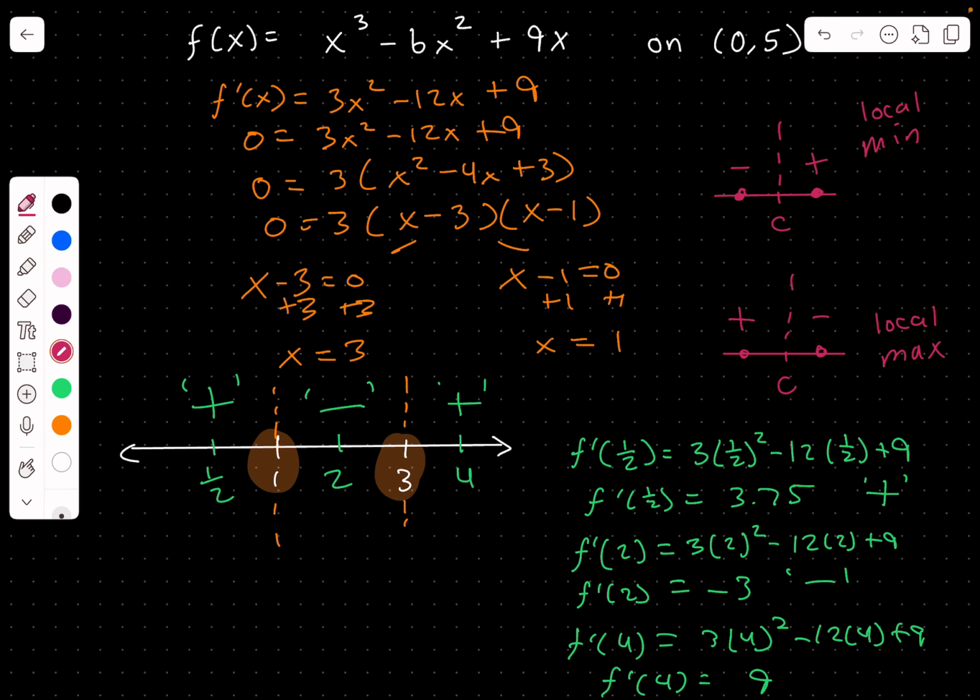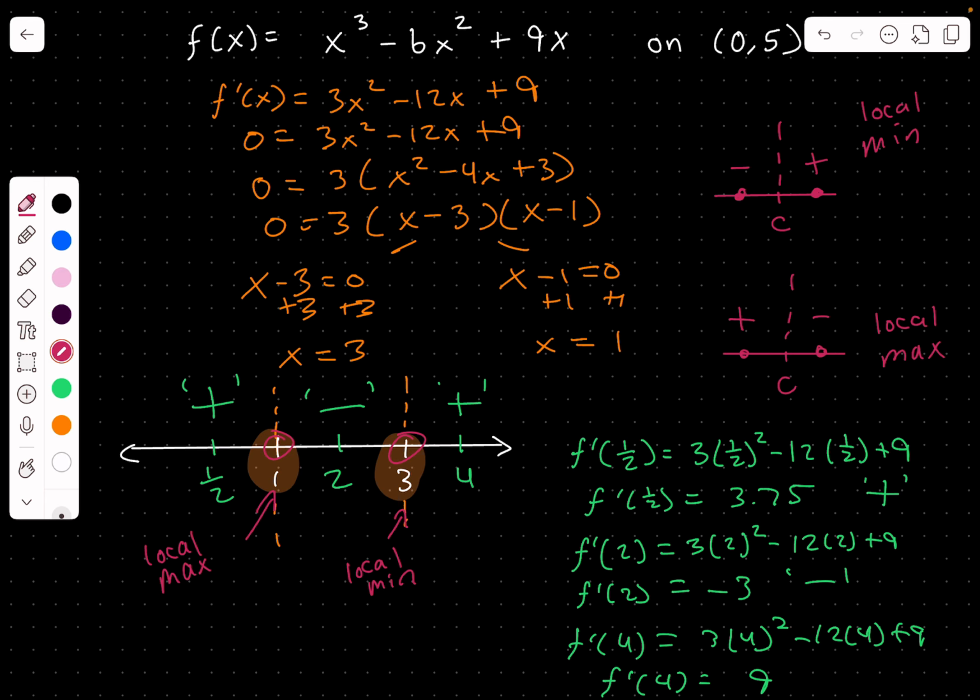If it's going from positive to negative, that means the critical point is a max. So that means 1 is our max, our local max. If it's going from negative to positive, that means it's a local min. So 3 is a local min. So if you were asked to just find the local min and max, that would be it.